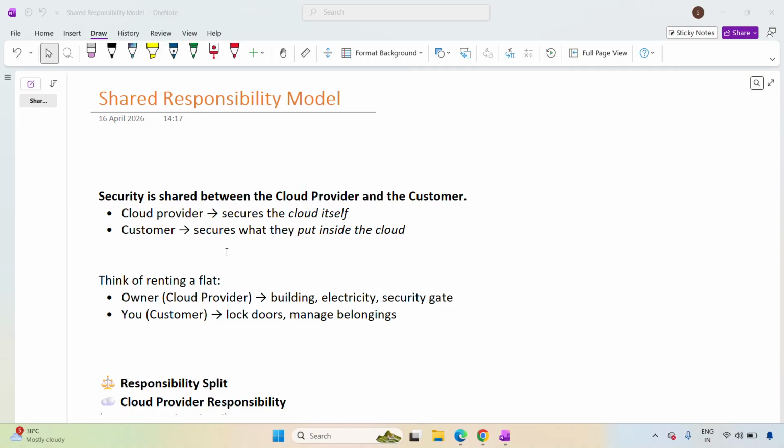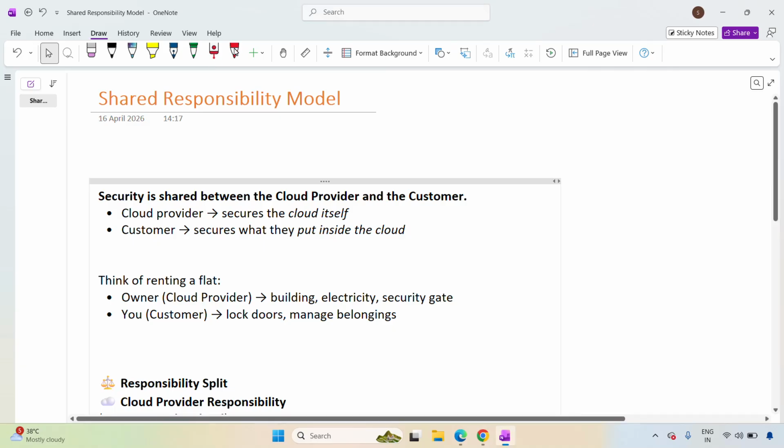Now, let's consider a case. You have hosted some data onto a cloud platform, and due to some reasons, you lost that data. Now, who is responsible? Is the cloud provider responsible, or is the customer, an engineer who is using that cloud platform, responsible? This is very important. That is why most cloud platforms use this term, the shared responsibility model.